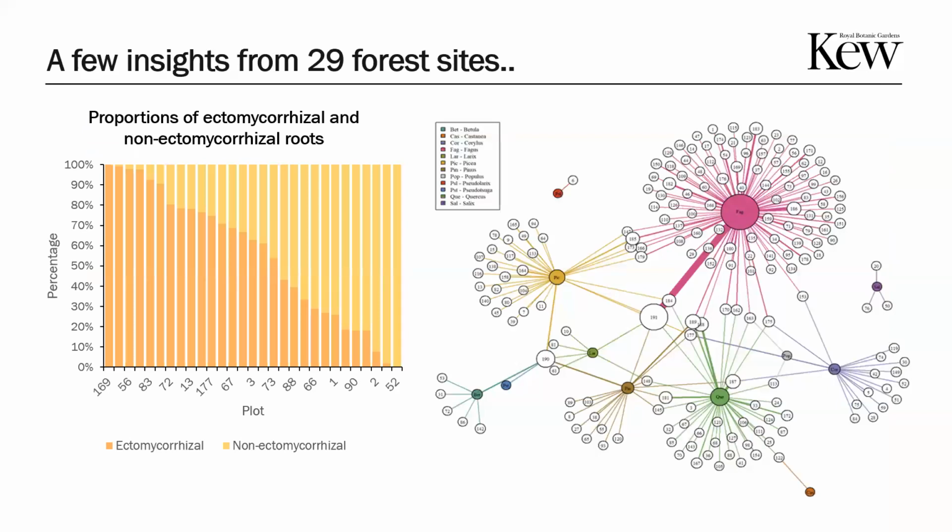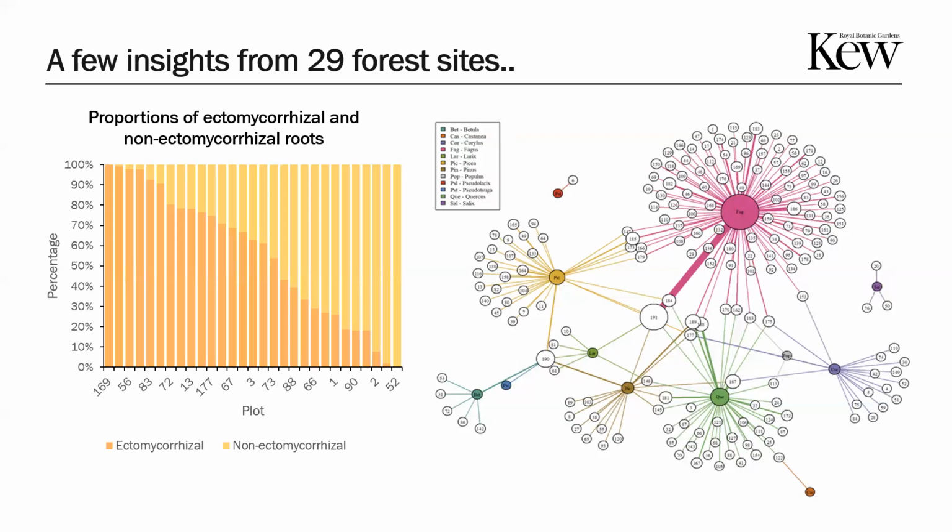And just to give you a very brief insight into how the data looks from a subset of the forest sites. You would think that in all of these models, when it's a broadleaf forest, they assume that 100% of the roots are ectomycorrhizal. We are finding here, in dark orange ectomycorrhizal roots and in light orange non-ectomycorrhizal roots, that the range of proportions might vary a lot.